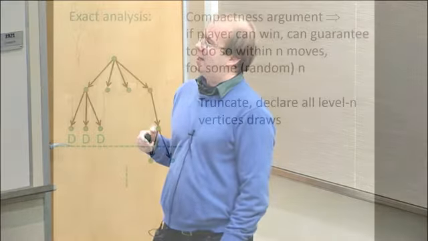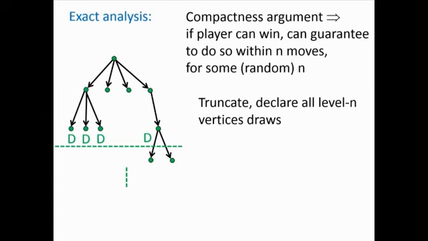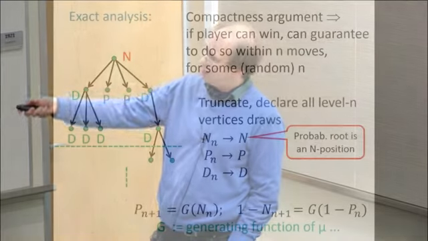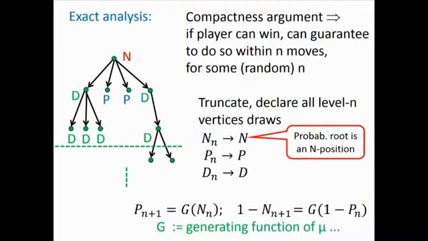And therefore the sensible thing to do is truncate the tree at level n and declare all the vertices at level n to be draws. So you just play the game on this top finite piece, but with different rules. You say, if the game ever gets to the bottom, we call it a draw, and then you see what happens. You can just apply the recursion upwards to figure out what all these other vertices are and figure out what the root is.